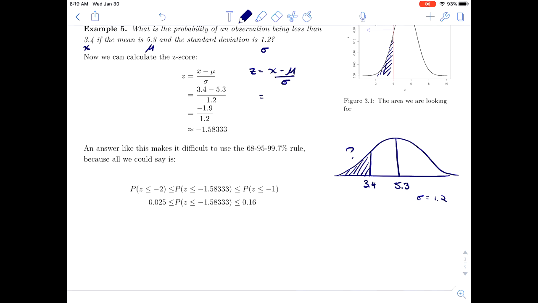Okay. So z is going to be 3.4 minus 5.3, finding the distance between 3.4 and 5.3, divided by the sigma, which is 1.2, which is roughly 1.583. Actually, it's equal to 1.5833 repeating. I said approximately equal in the typed out ones. I'm a stickler for that kind of stuff, I guess. Not if you guys do it, but for me, it's not equal to, it's approximately equal to.